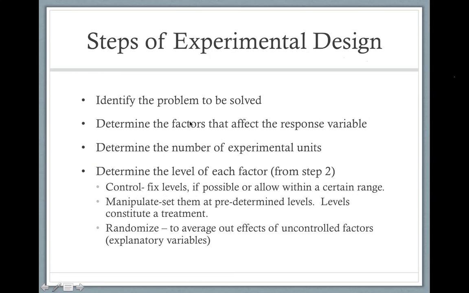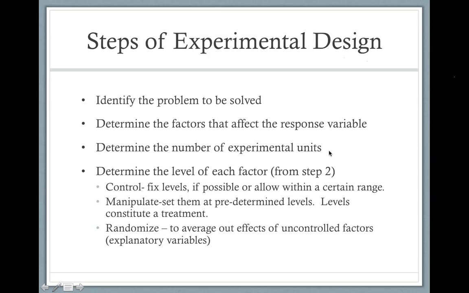Okay, steps of experimental design. First, you want to identify the problem to be solved. What are you looking to solve? What is your issue that you're having? What are you testing? Then you want to determine the factors in the surrounding area that are going to affect your response variable. These factors can be any number of things. You're just going to really have to look and see what are the things involved with your particular design.